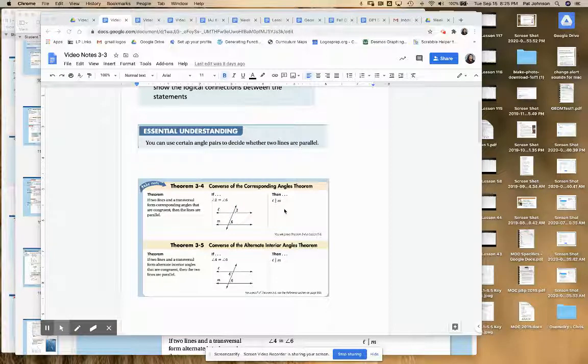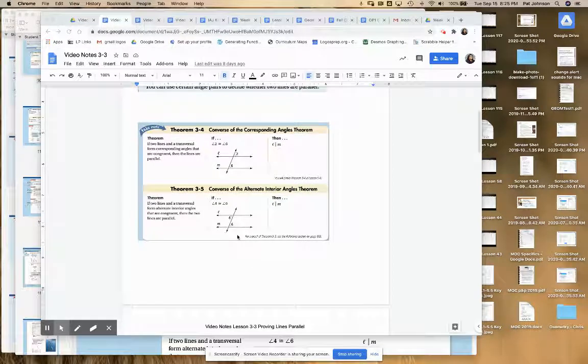Instead of saying if we have a transversal that cuts through parallel lines, then corresponding angles are congruent, here we're saying if two lines and a transversal form corresponding angles that are congruent, then the lines are parallel. So we just reversed it. That's all it says. If you've got a transversal through two lines, and corresponding angles 2 and 6 are congruent, then the lines are parallel.